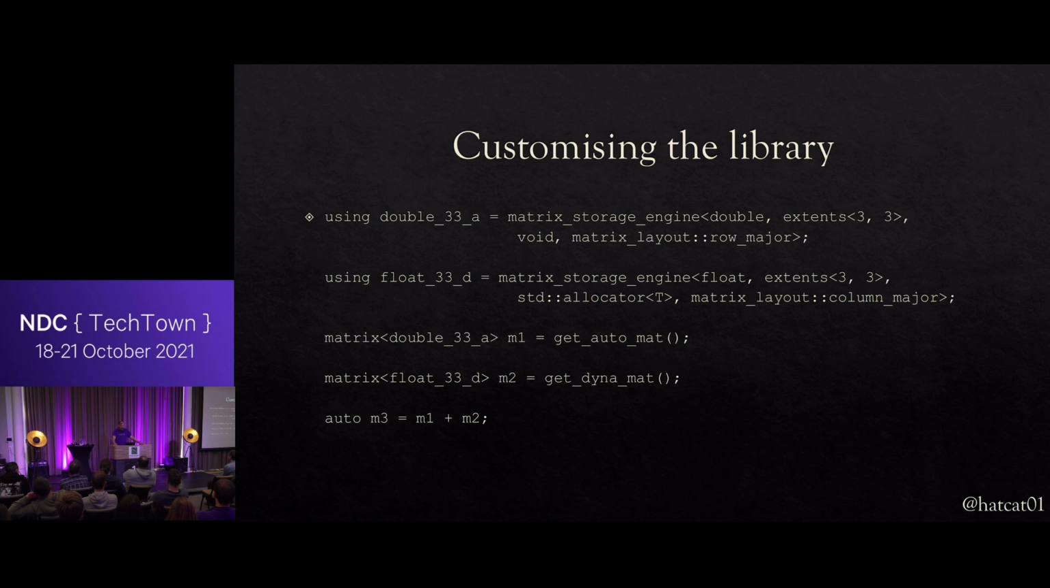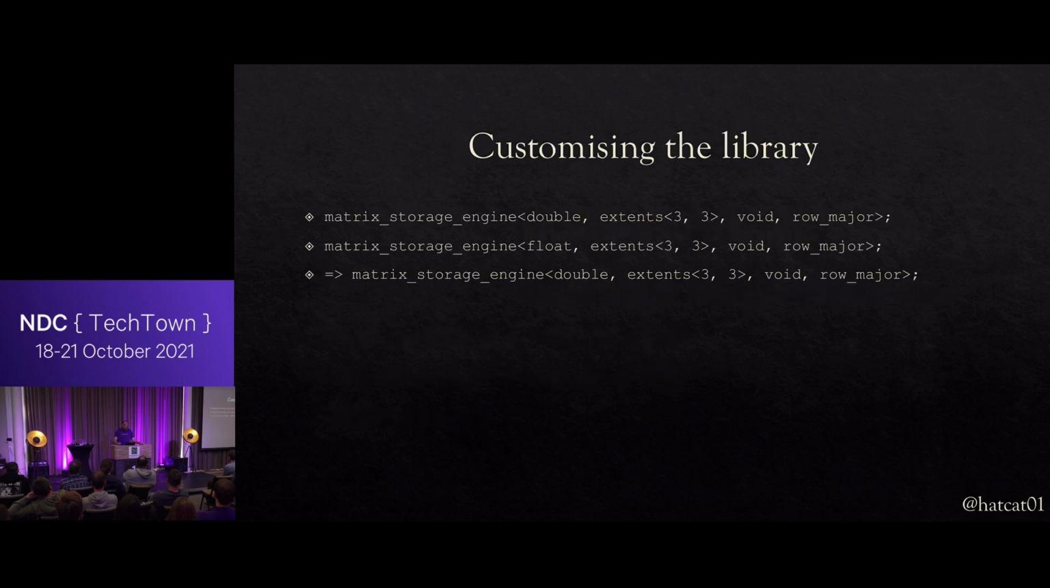The matrix should behave like the built-in types. And to achieve this, we need to work out a way of managing the promotion. To do this, we must at compile time examine the template parameters, and for each difference, work out a common type. So for example, if we have an operand storage engine with a double element type, and the other operand storage engine has a float element type, the result of any arithmetic operation is going to be a storage engine with an element parameter of type double.